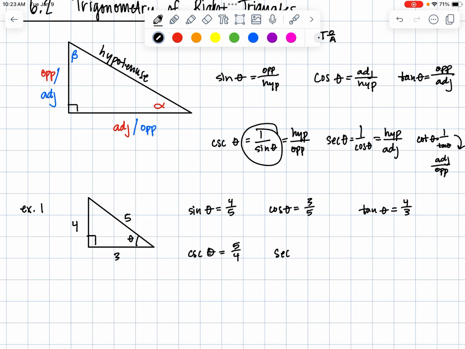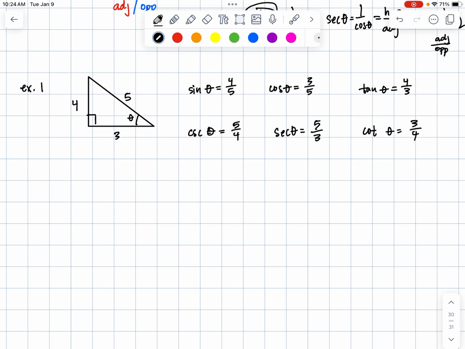Same thing goes for secant. If cosine's already given, take the reciprocal of it, and you'll get secant, 5/3. And then cotangent, we already have a ratio, which is nice. Take the reciprocal of tangent, 3/4. All right, good. Now, it gets a little harder.